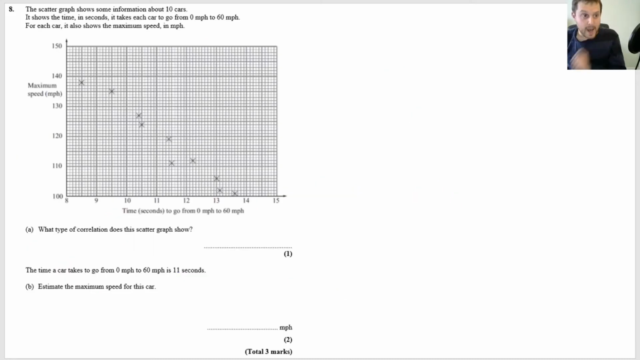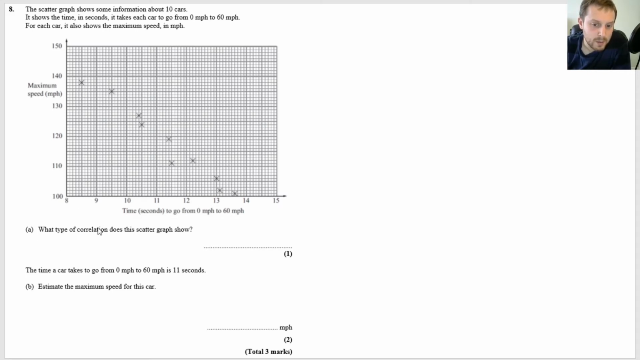Okay, question 8. The scatter graph shows some information about 10 cars. It shows the time in seconds it takes each car to go from 0 to 60. For each car, it also shows the maximum speed in miles per hour. So what this looks like is, if you take a long time to go from 0 to 60, so this would be higher numbers up here, your maximum speed also seems to be lower. Do you see that? If it doesn't take a long time to go from 0 to 60, you seem to have a higher maximum speed.